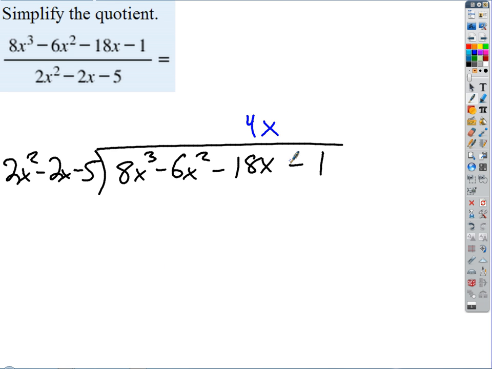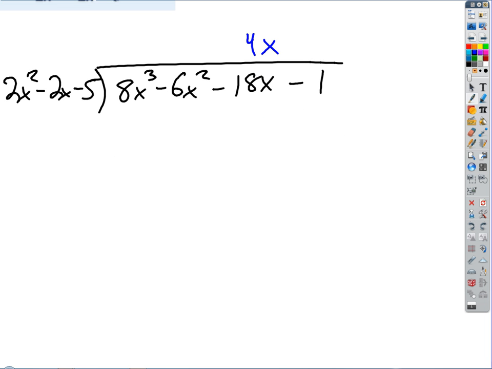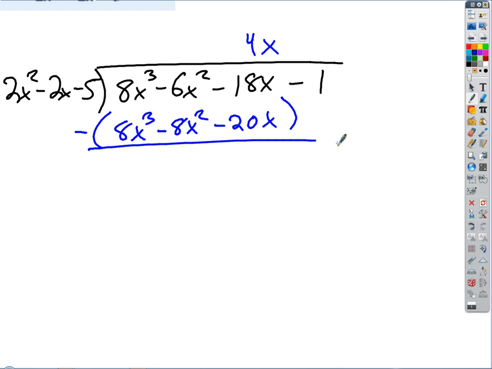So, 4x. Now what? Distribute 4x with the divisor. The 4x goes all the way through the outside terms, the whole denominator, right? If we do that, we get 8x cubed. 4x times negative 2x is negative 8x squared. And you want to make sure you're lining up the powers of x. So 4x times negative 5. This might not seem like a big deal, but it is. Put parentheses around the whole thing and subtract.